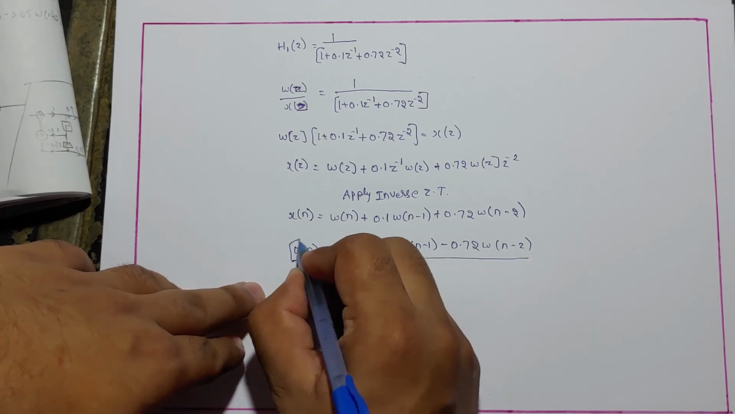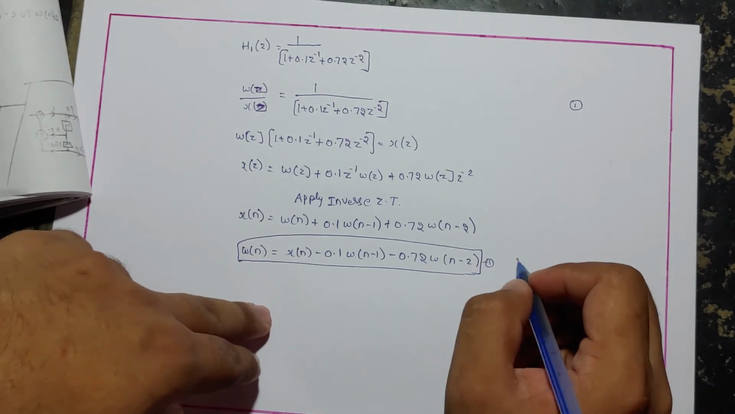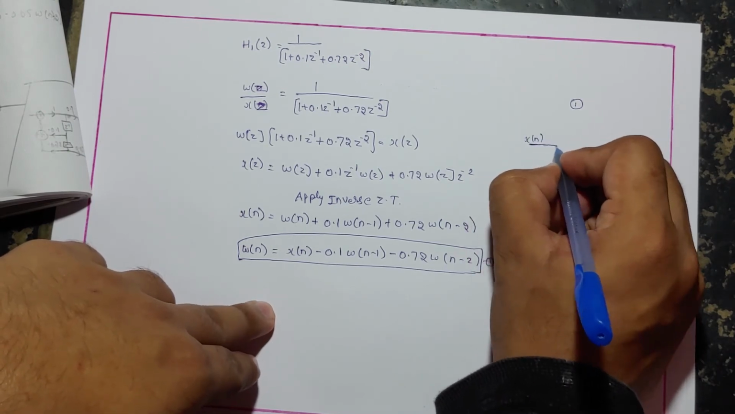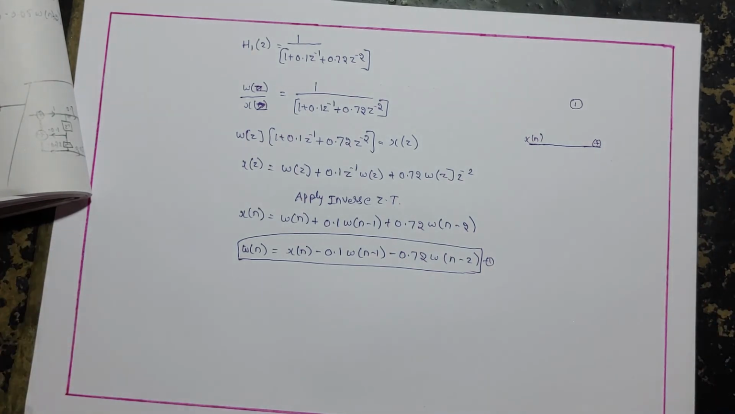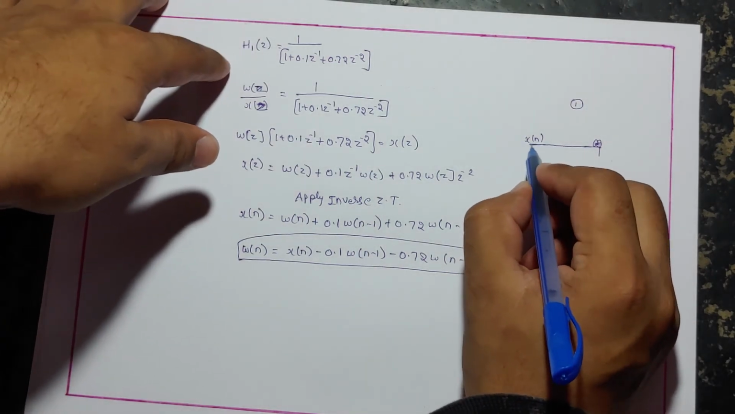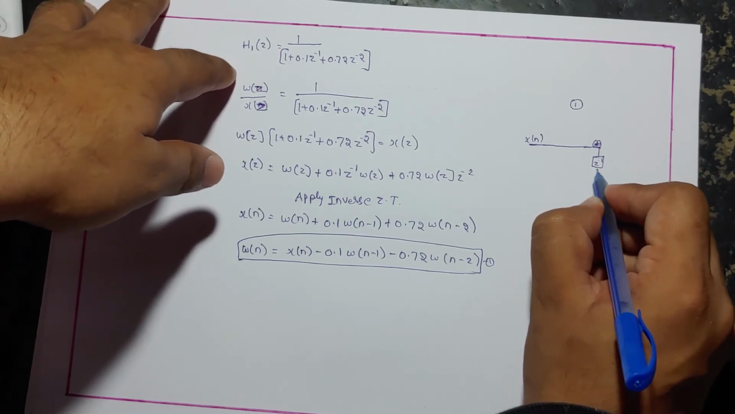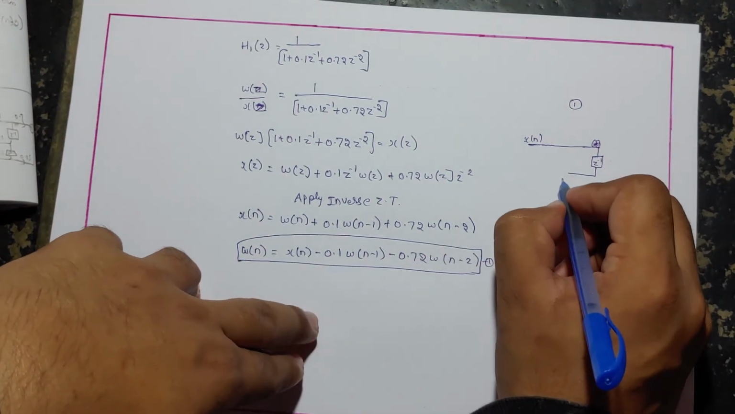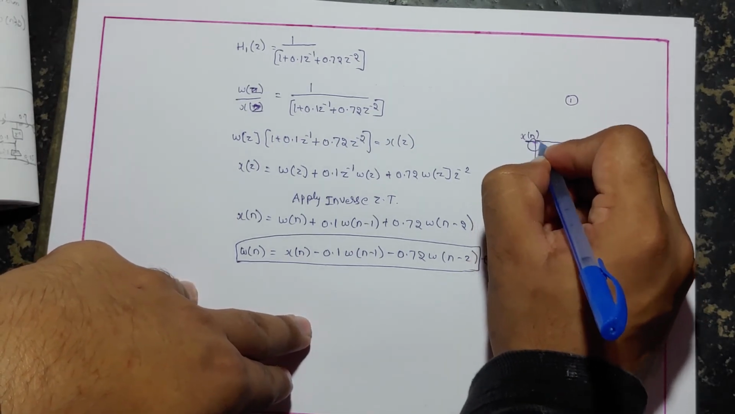Now let us realize this. Let us make this as equation 1. That is, x of n is the input and it is continued with the adder element. X of n is the input and this x of n is applied with a delay z power minus 1, and the output of this is multiplied by minus 0.1 and it is added to the system with an adder.